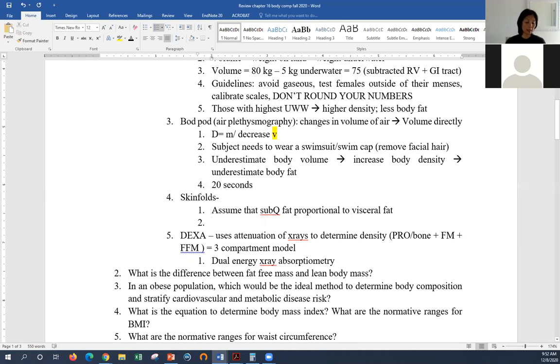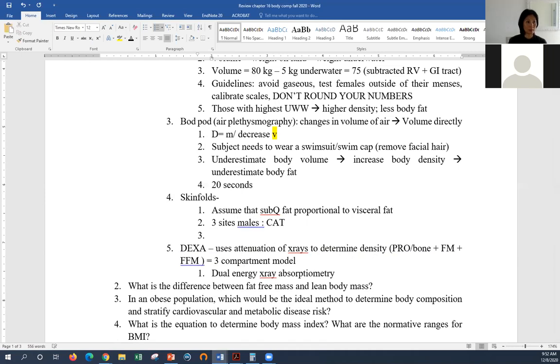So make sure to understand or know the three sites that are used for females and males. So for males, the acronym is CAT. And then for females, the acronym is TST, with thigh being the common denominator. So for males, it's chest, abdomen, and thigh. And then for females, it's tricep, suprailiac, and thigh.